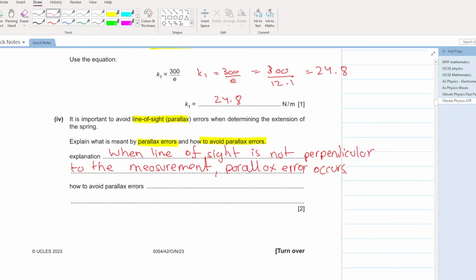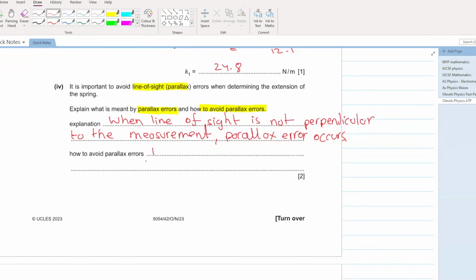Now, how will you avoid parallax error? Very, very easy. Make sure that the line of sight is perpendicular to the measurement. Simple.